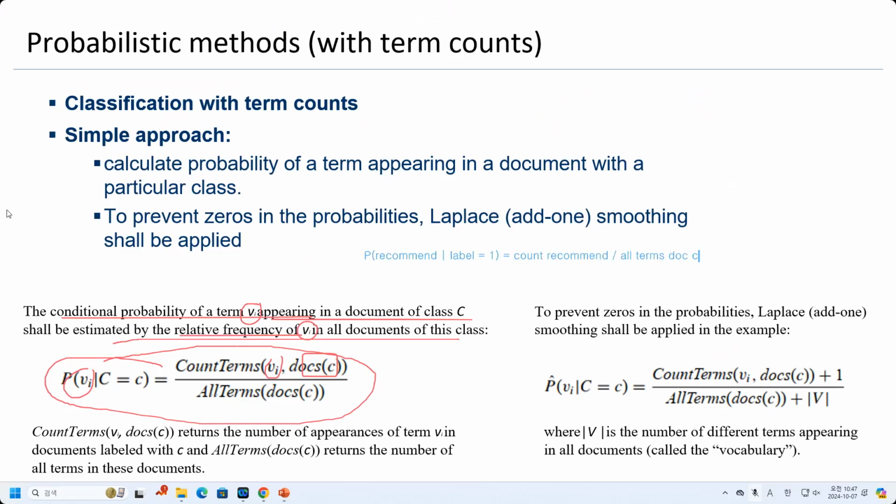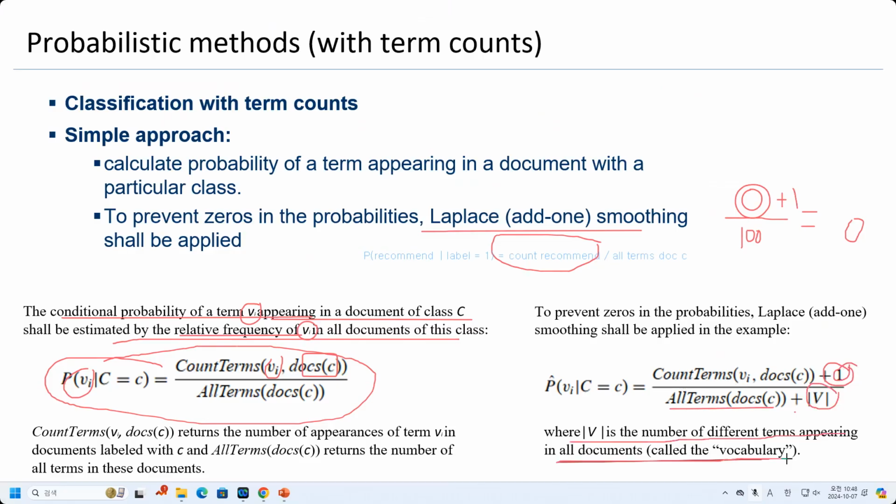So if we use the count, what happens if this one is 0? 0 divided by 100, and the result will be 0. Okay, so we do not want to have this. That's why we will use Laplace or add-one smoothing. So the numerator will be added by 1. If it is 0, then plus 1, it will always have a value, even though the value will be very, very small. So it will be plus 1 divided by all terms in the documents plus V. V means the number of different terms appearing in all documents, or we call it the vocabulary.